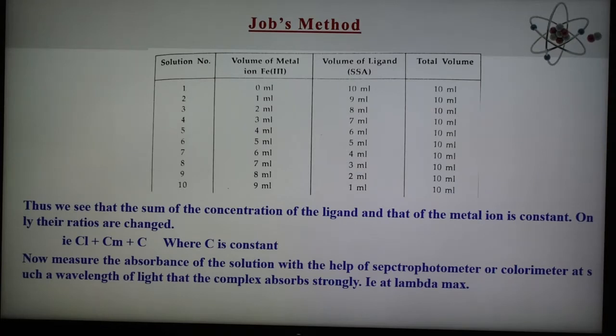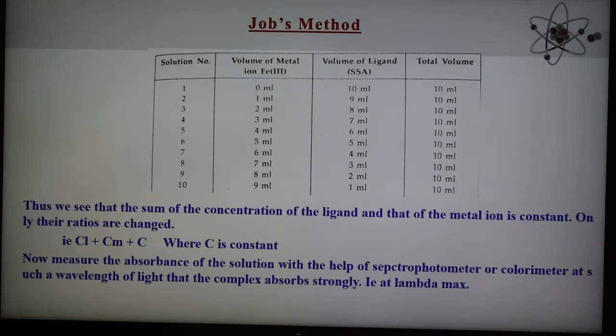In case of this complex, first of all we have to find out the lambda max, meaning at which wavelength the maximum absorbance takes place. By taking any one solution out of the 10, we measure at different wavelengths and note the absorbance. The wavelength at which the solution shows maximum absorbance is the lambda max. So after selecting the lambda max, take the absorbance of all the 10 solutions.